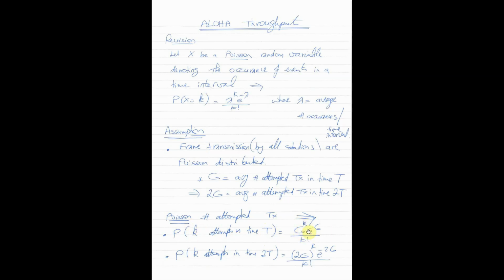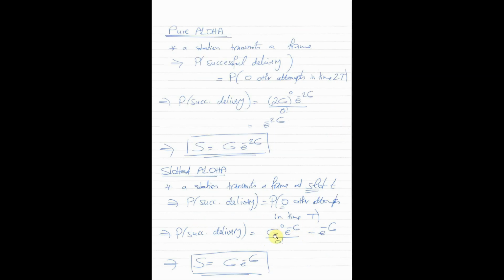G to the power of 0, e to the power of minus G over 0 factorial, and this is what you see here. Mathematically, G to the power of 0 is equal to 1, and 0 factorial is also equal to 1. So for any frame, if a frame has started being transmitted, the probability that this frame is successful is given by e to the power of minus G.